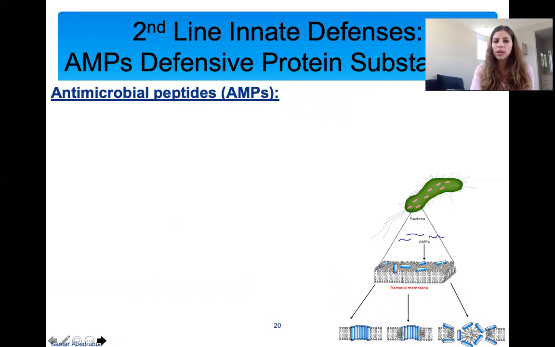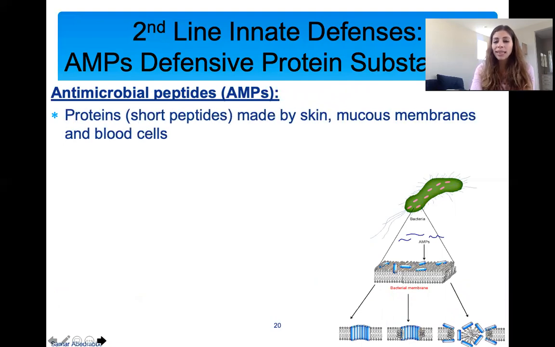Antimicrobial peptides are proteins that protect you against bacterial infections, and they're made by your skin and different mucous membranes. Remember, we said that your digestive tract, respiratory tract, and genitourinary tract make mucus, and blood cells, they all make these little short proteins called antimicrobial peptides. And what they do is go and coat bacteria and destroy it by creating holes in the bacteria and stopping the bacteria from being able to form its cell wall.